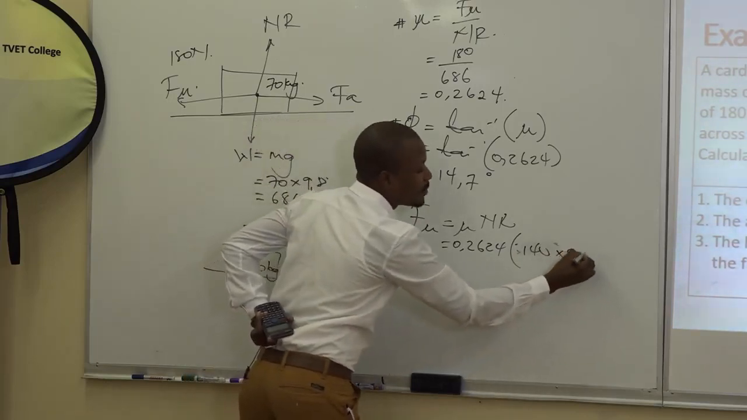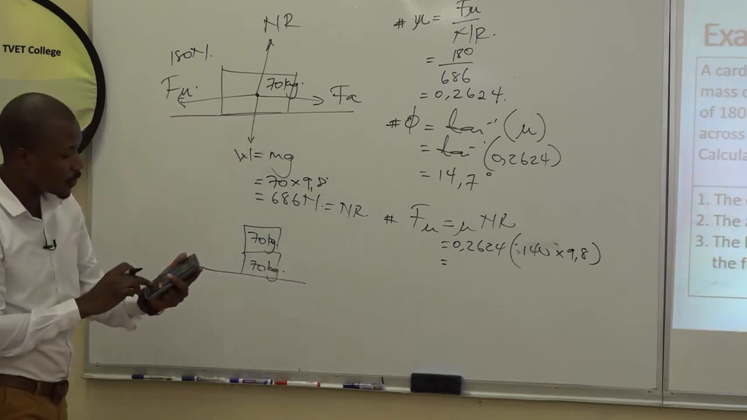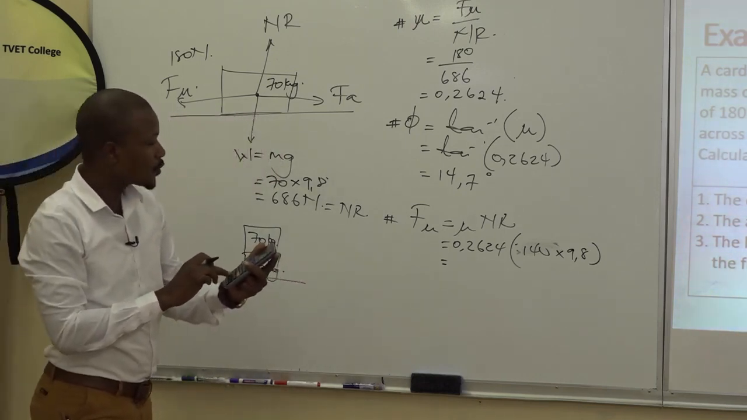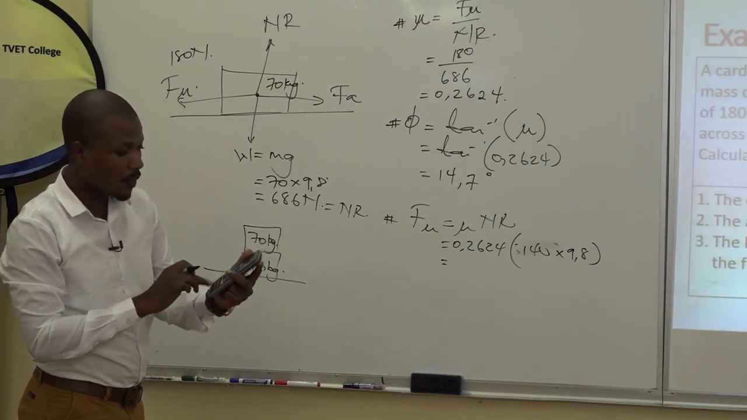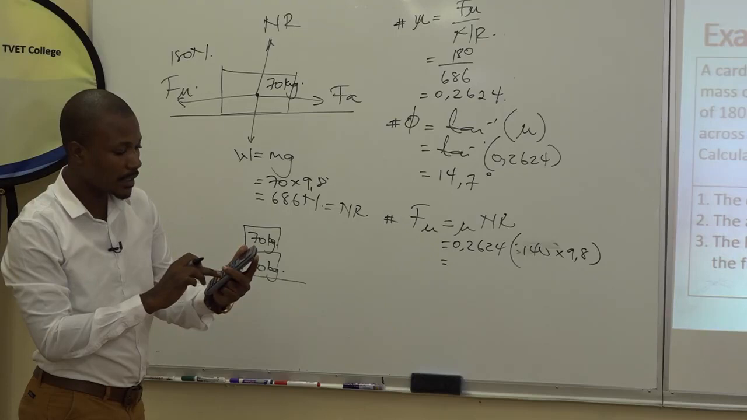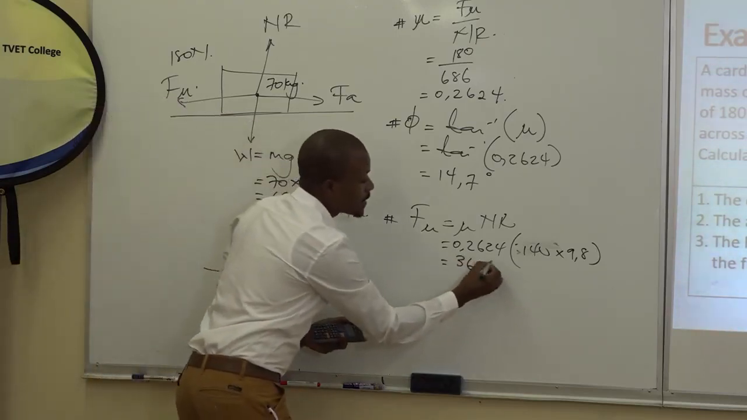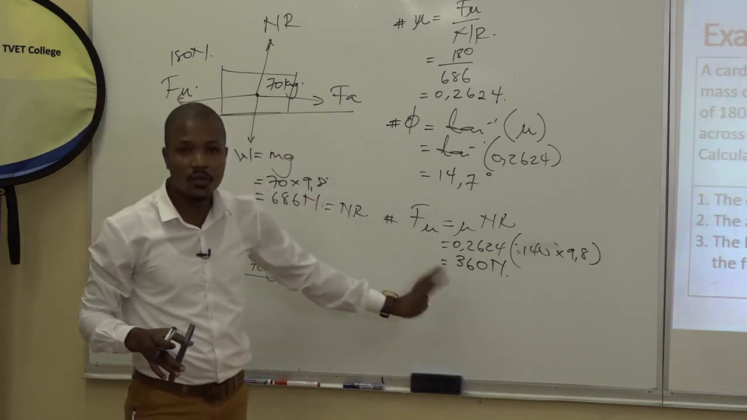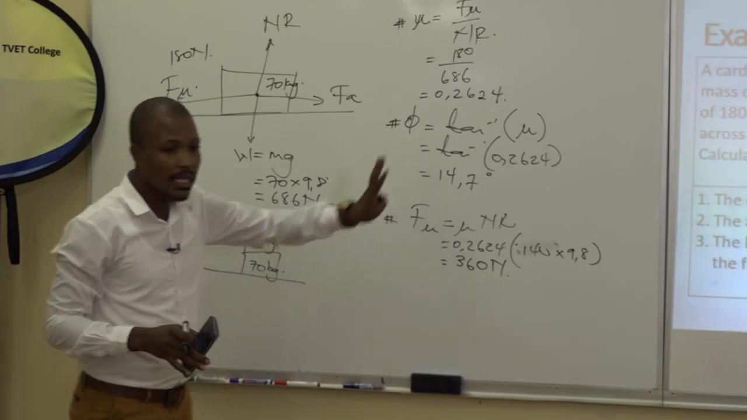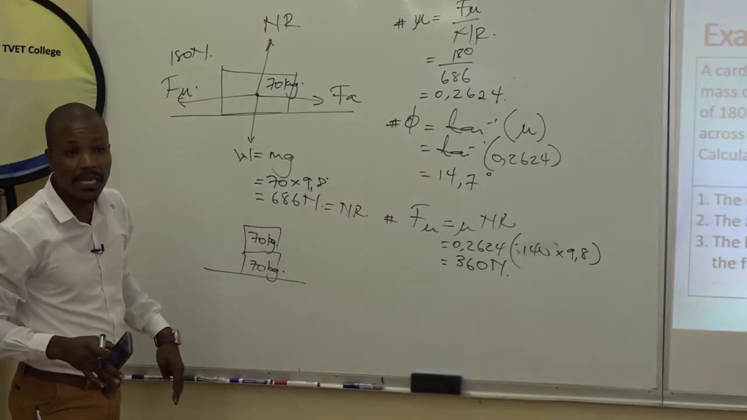Let me just shorten it like that. 140 multiplied by 9.8. You punch that in your calculator, 0.2624 times 140 times 9.8. This should give you 360 Newton. Now this is the horizontal force which is required to drag these two objects. If now we have another object placed on top of the other.